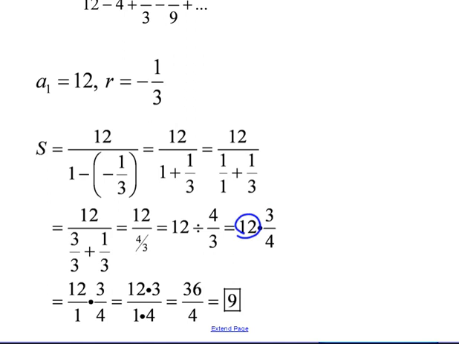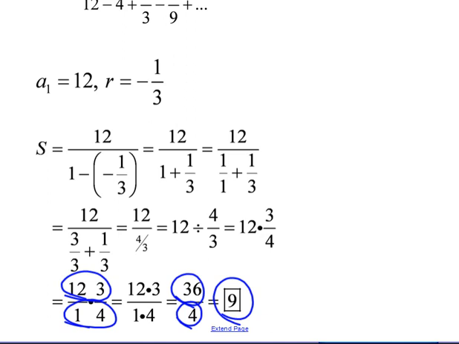So 12 times 3/4. The 12 has to be a fraction. We're going to put that over 1. Multiply the tops, multiply the bottoms. We get 36 over 4. Divide. And finally, we get our answer of 9.